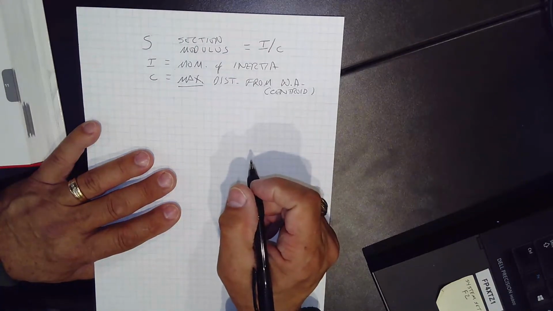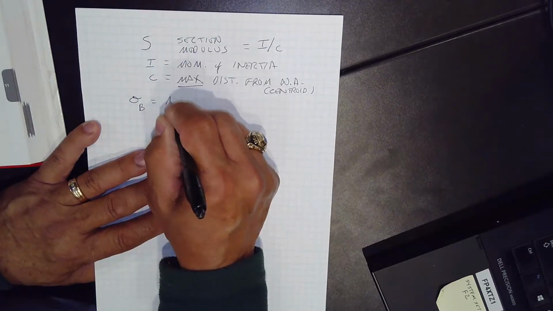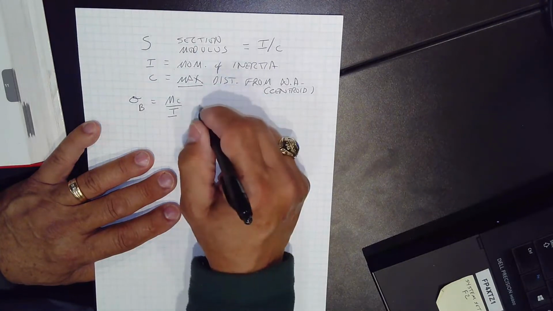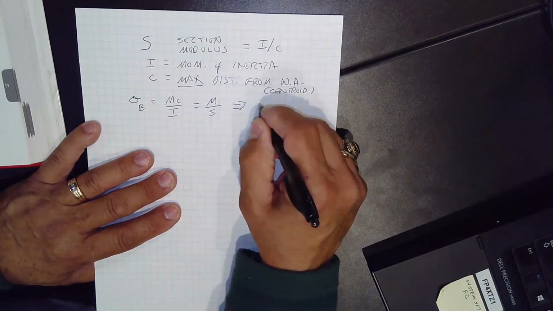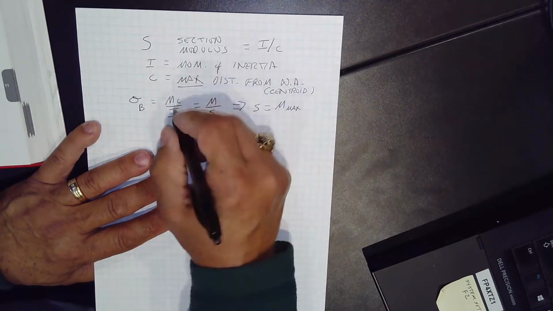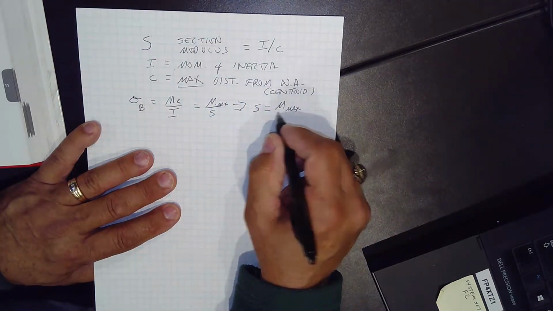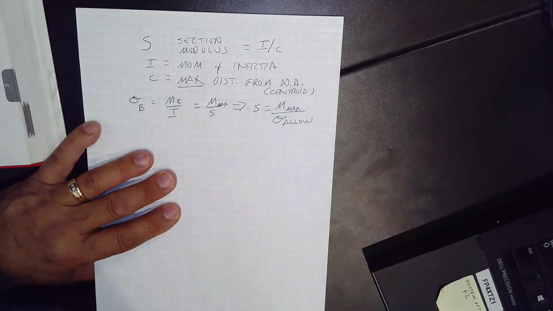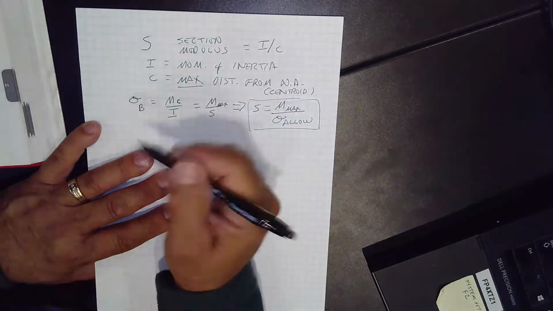Okay, so then we said that for bending stress, it's MC over I, which is basically M over S. That leads us to S is equal to M max, and this is a max, of course. When we use C, we get a max moment. It's M over sigma allowable. So this is the equation we want to focus on right there.